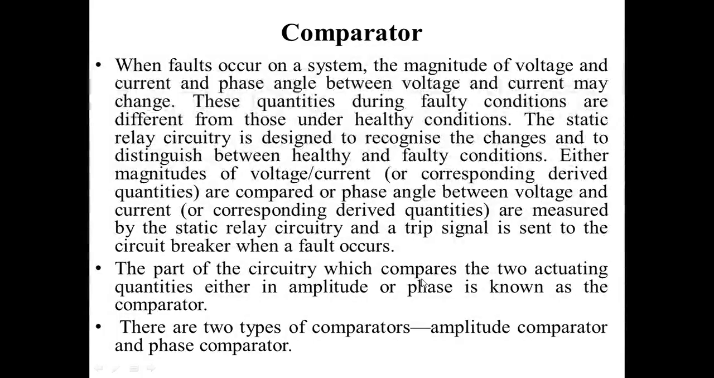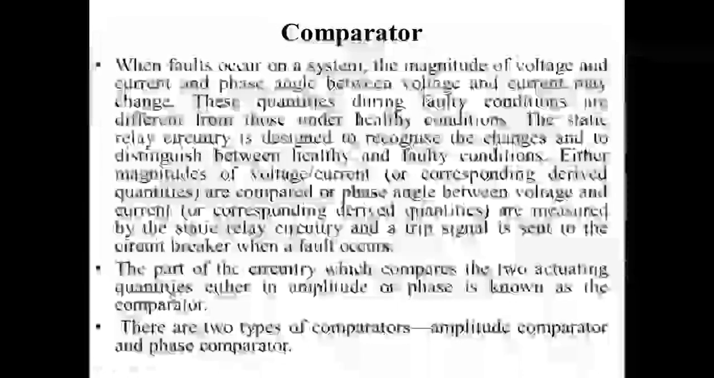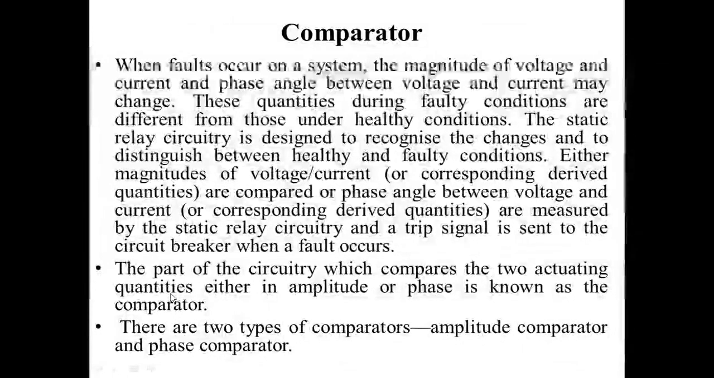The part of the circuitry which compares the two actuating quantities, either in amplitude or in phase, is known as a comparator. When you compare amplitude, the comparator is known as an amplitude comparator. And when you compare phase, the comparator is named a phase comparator. So there are two types of comparator: the first one is the amplitude comparator and the second one is the phase comparator. These two comparators are studied in detail in the next slide.